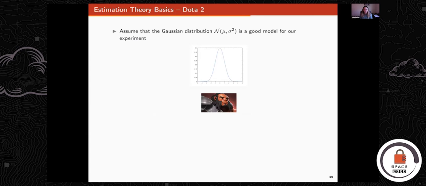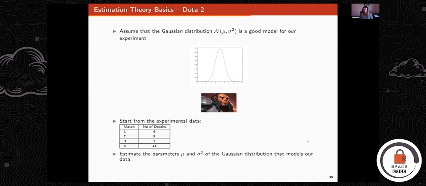And there is one simple example from this game, Dota 2. I guess most of you know it. So we want to use this Gaussian distribution to represent some outcomes of this game. So there were four matches, each with a specific number of deaths. So that's apparently what this game is about. I don't really know how it works, but anyway, maybe you do.